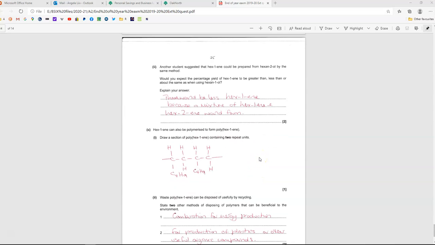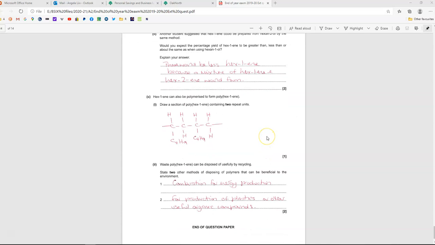Okay, if you used hexan-2-ol instead of hexan-1-ol, would you get as much hexagonine? Well, obviously not, because you would get a mixture of hexagonine and hex-2-ene. Hexan-2-ol is a secondary alcohol.